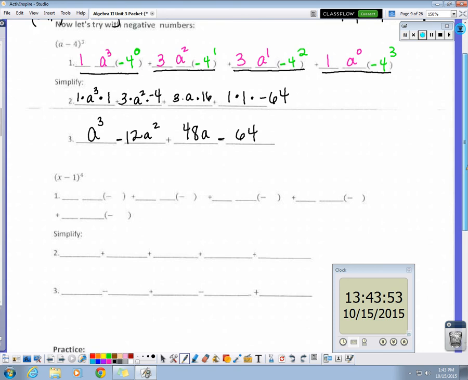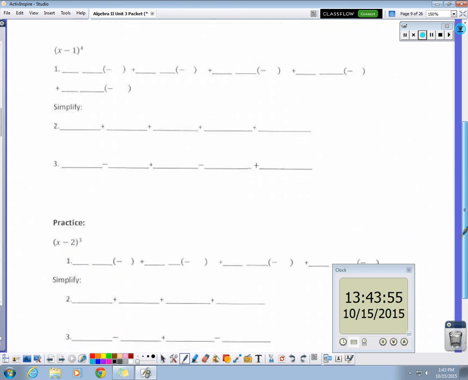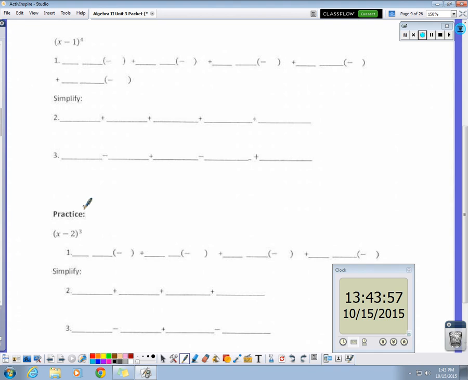Can I move on? All right, it's raised to the what power? So our coefficients are? Okay, and then we have x to the fourth, x to the third, x squared, x to the first, x to the 0. And then our second term is that negative 1, so it's raised to the 0, then the first power, squared, cubed, and then to the fourth power.